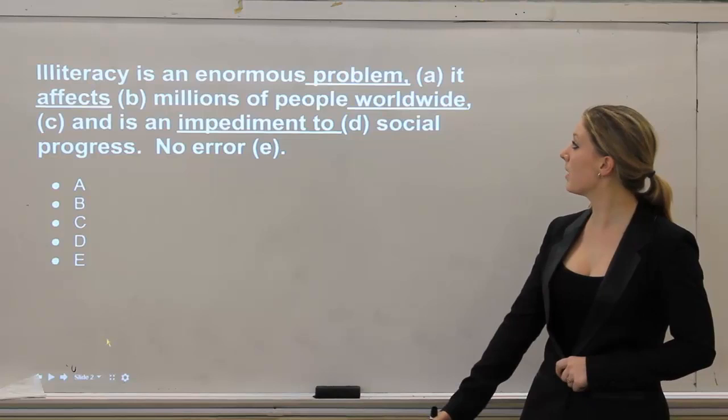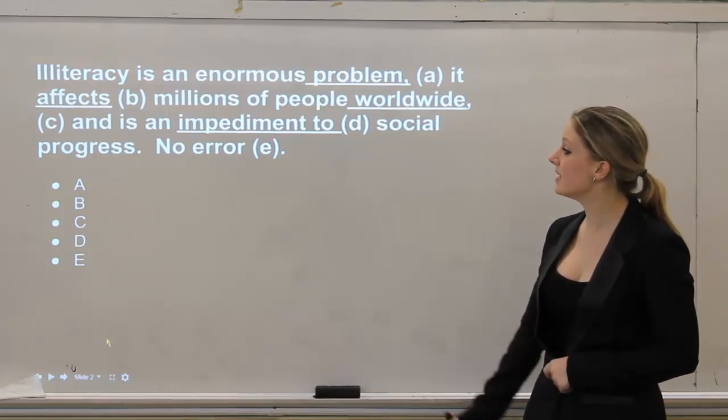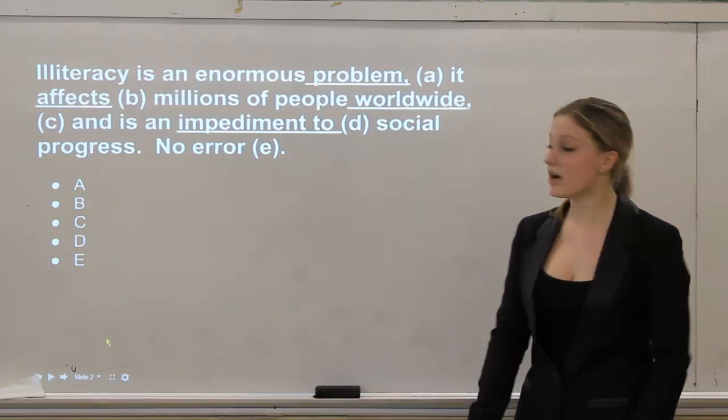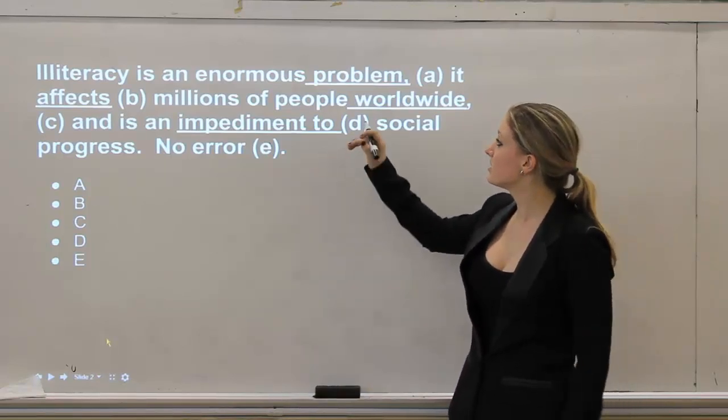Illiteracy is an enormous problem, comma. It affects millions of people worldwide, comma, and is an impediment to social progress, period, and then no error. So you're going to be looking through all the answer choices, A, B, C, D, E. So let's start with A.